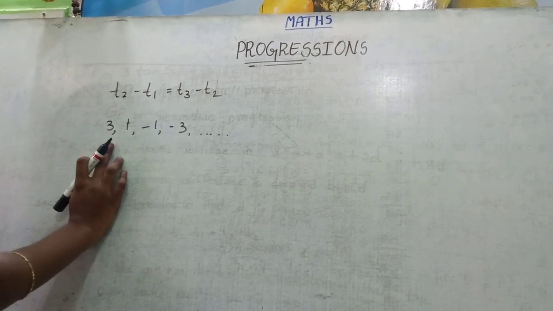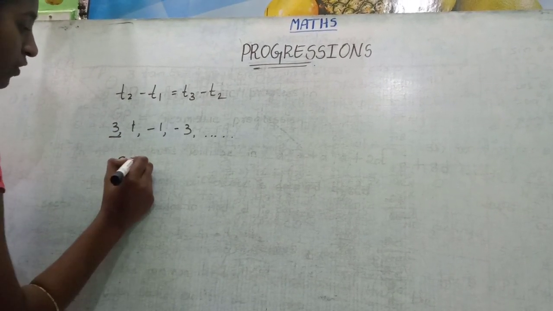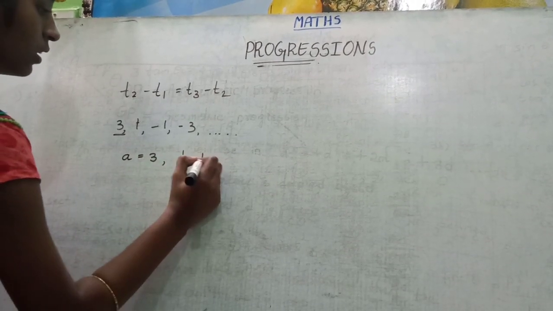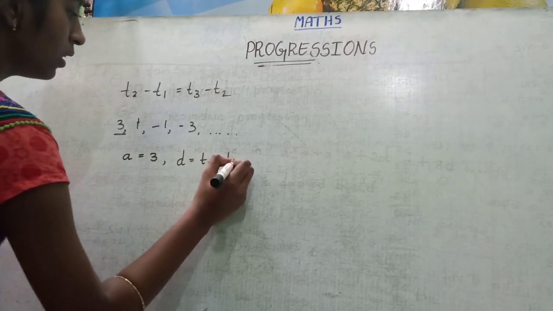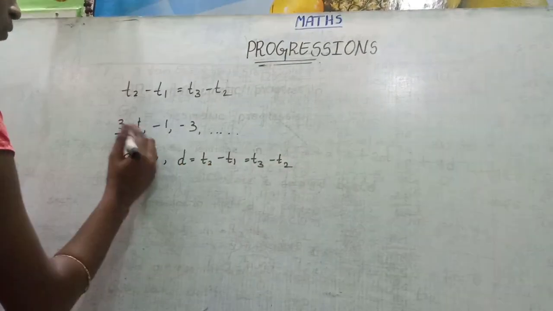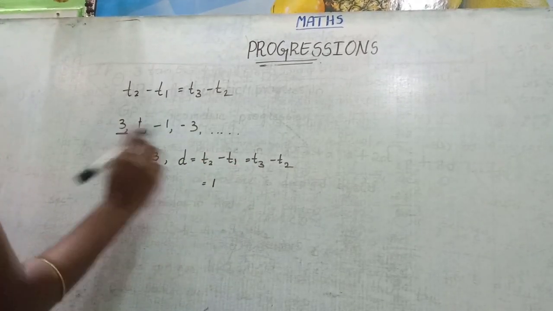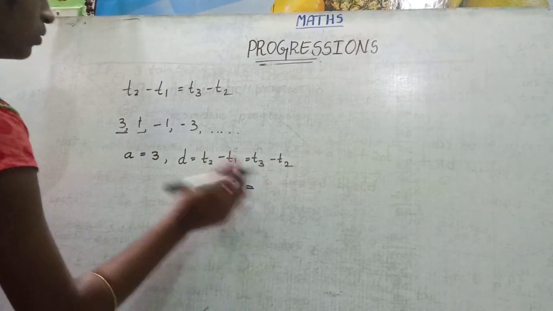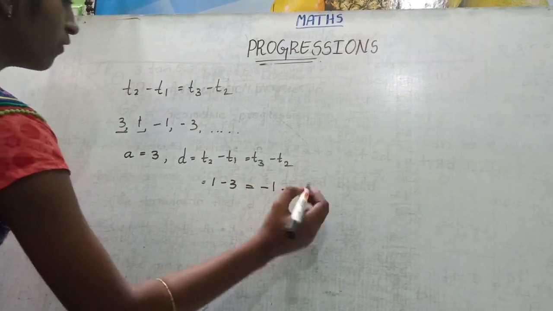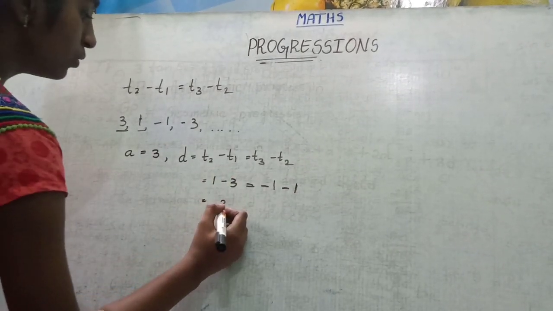Now we should find the common difference. This is denoted as A. A means the first term. Now how to find D? D is equal to T2 minus T1 is equal to T3 minus T2. Here T2 is 1, means 1 minus T1, which is 3, is equal to, here T3 is minus 1 and T2 is 1. 1 minus 3 is equal to 2.